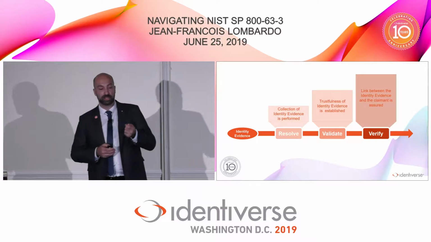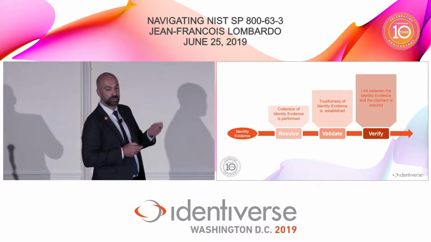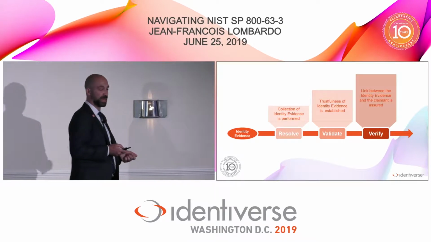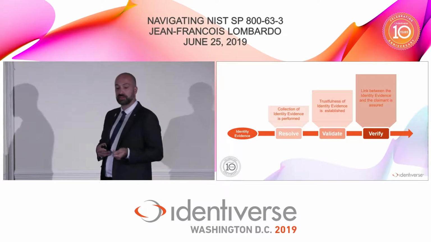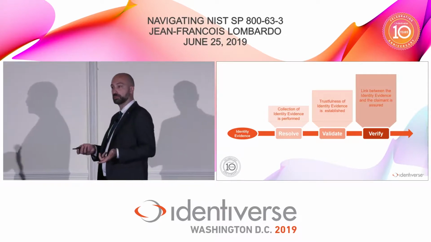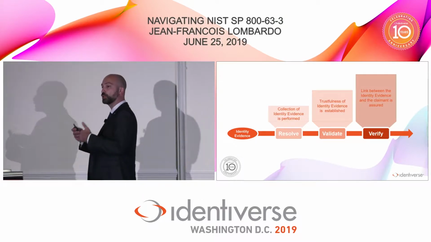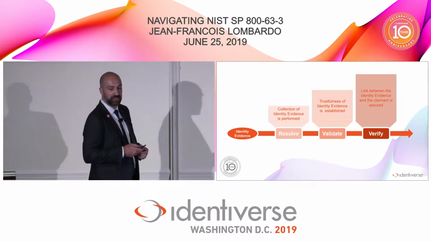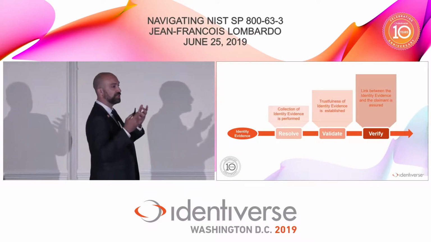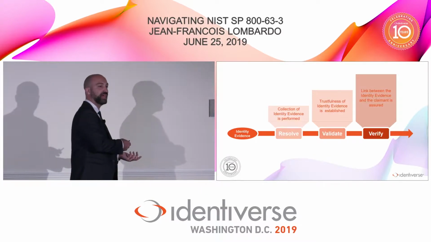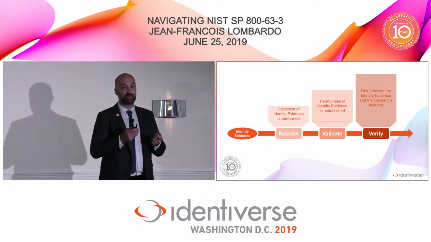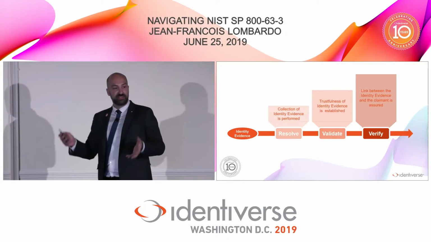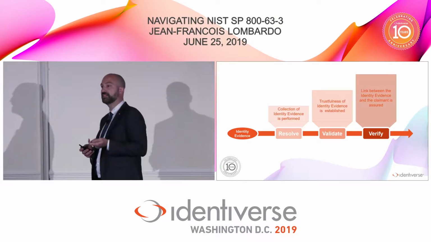The resolve action is here to ensure that the collection of identity evidence has been performed properly. The validate part will ensure that those identity evidence are trustful. We can rely on them in order to go on our journey onto the identity assurance level. The third part is the verification part, where we will ensure that we can link those identity evidence to a real claimant, the real person who is in front of us.